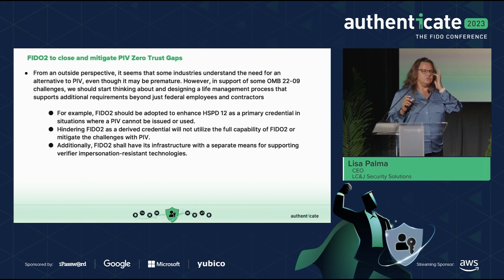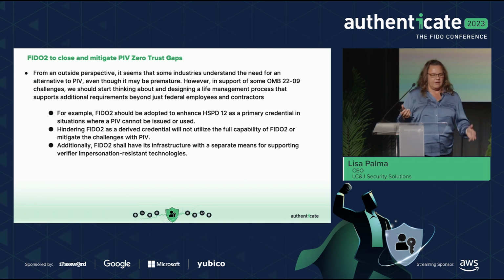That is your adjudication and things like that. Can we leverage that adjudication and let them get their PIV card, but also then give them a FIDO token for primary authentication?